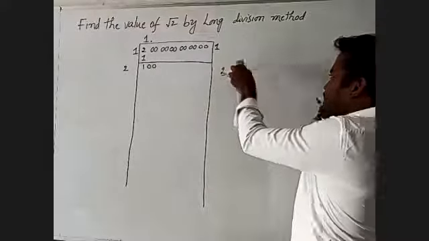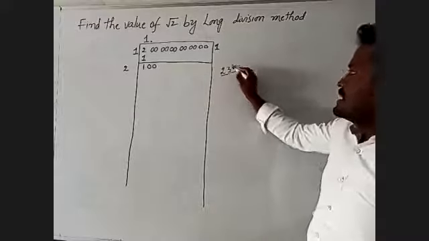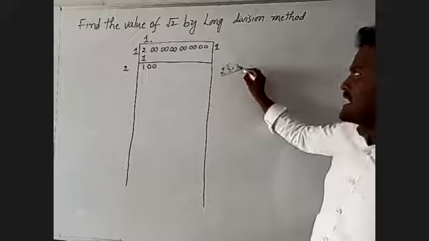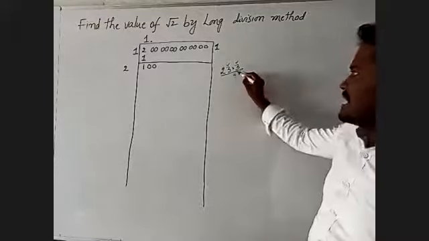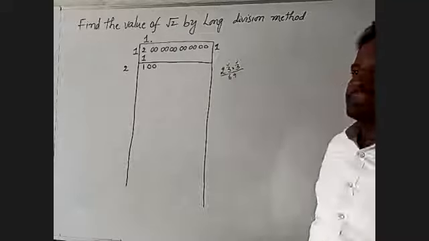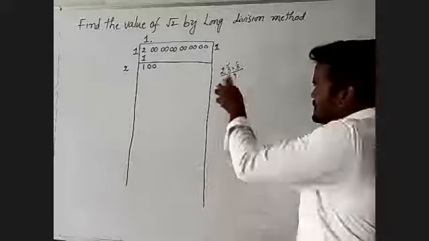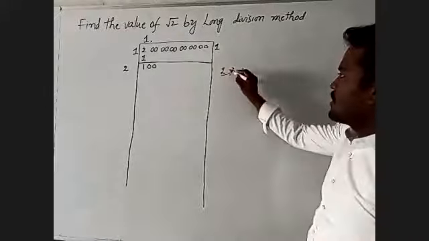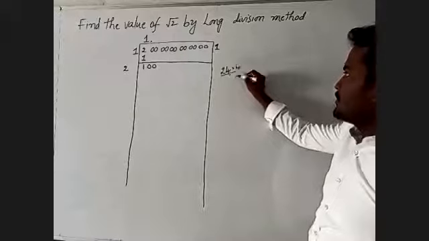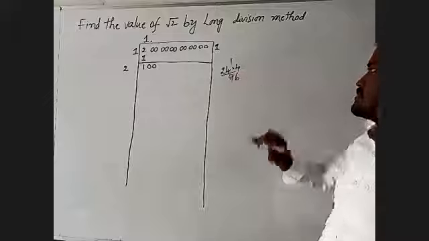We have to take 23. Here the digit is 3, meaning the entire number can be multiplied by 3. That means 3 3 is 9, 3 2 is 6. That is, the value is 69. Okay, I will check it for 24 into 4. 4 4 is 16. 4 2 is 8 plus 1 becomes 9.